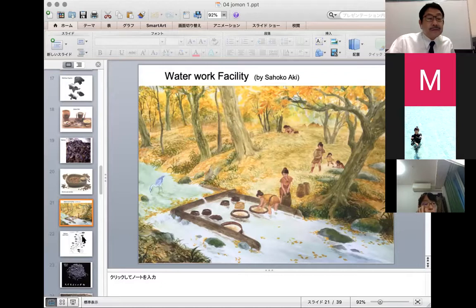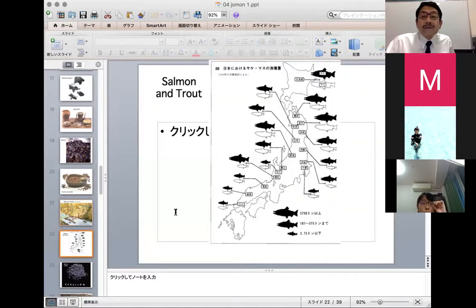And how about ocean resources? This is the modern data, the salmon and trout distribution, or the amount of the catch today. Black ones, salmon, and white ones, trout. And obviously, you see a lot of salmon and trout could have been caught in the northern half of Japan, not so much in the western half.